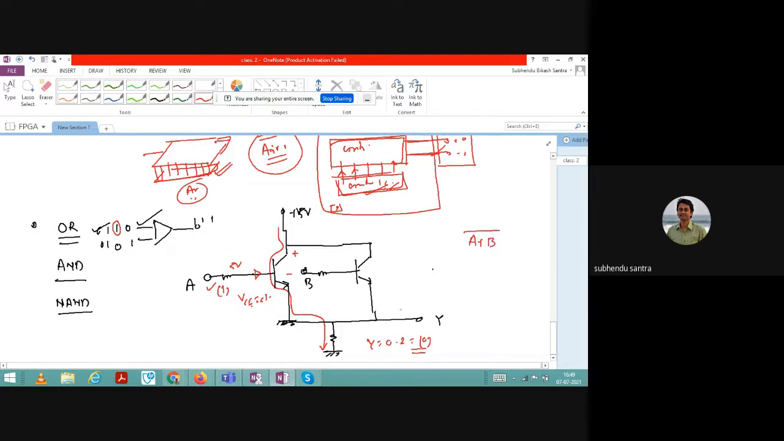So I can say that it is like your A plus B, I can give a bar. A plus B bar. That means that gate I can generate, right? If I use this kind of circuit, I can generate this gate.